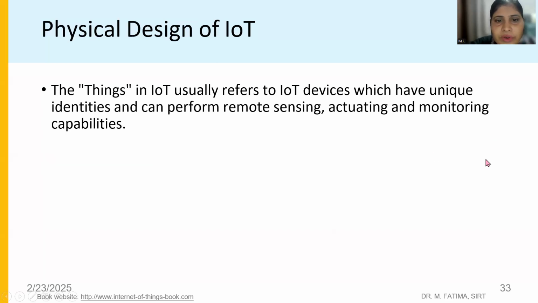Now, the physical design of Internet of Things. The things in IoT refer to the IoT devices which have unique identities and can perform remote sensing, actuating, and monitoring capabilities. The IoT devices can exchange the data with other connected devices and applications, whether these devices are connected directly or indirectly. Or it can collect the data from other devices and process the data locally, or it can send the data to centralized servers or cloud-based application backends for processing the data, or perform some tasks locally and other tasks within the IoT infrastructure based on temporal and space constraints.